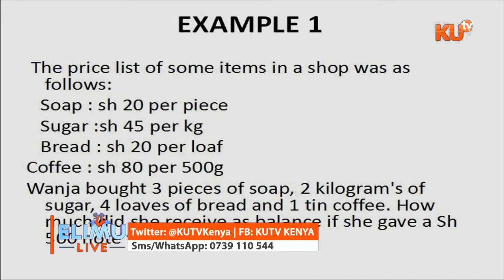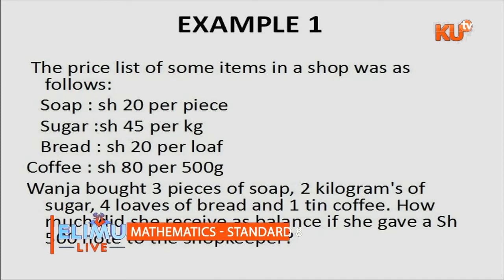In this question, number 1, we are supposed to prepare a bill. We prepare a bill so that we can get the total amount of money that this person was supposed to pay. And from there, we calculate the balance. And how do we get the balance? For us to get the balance, remember we said that balance is gotten by getting the difference between the total amount of money given out and the total cost of items. So we start by calculating the total cost of those items.